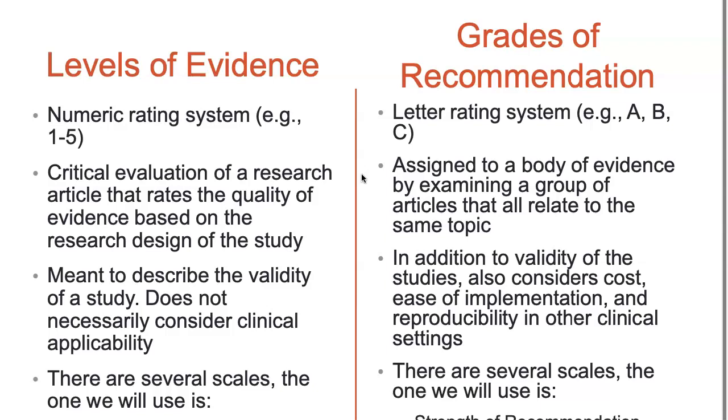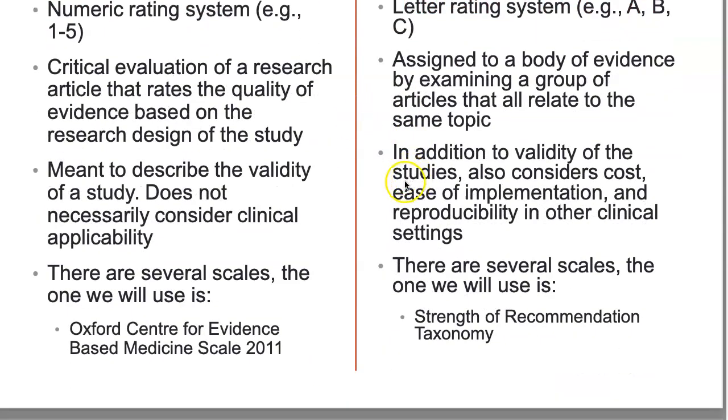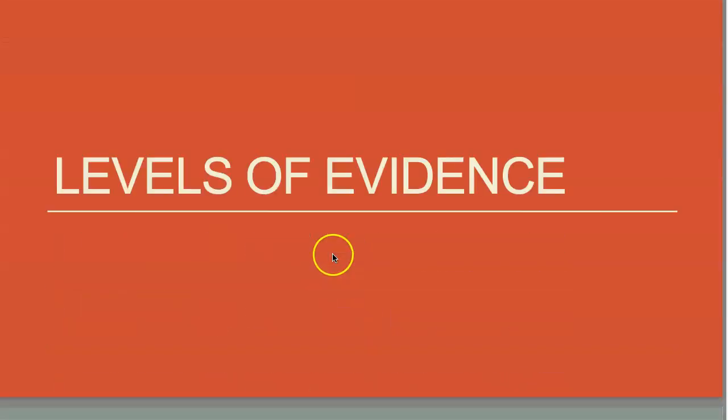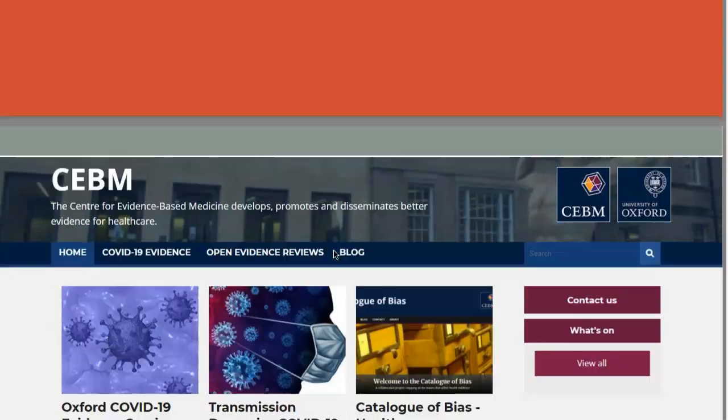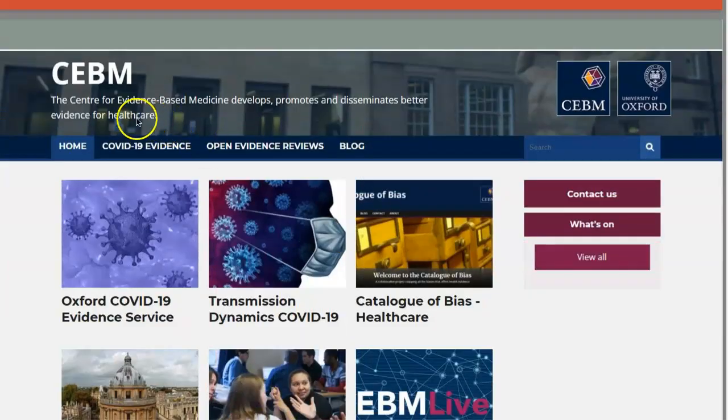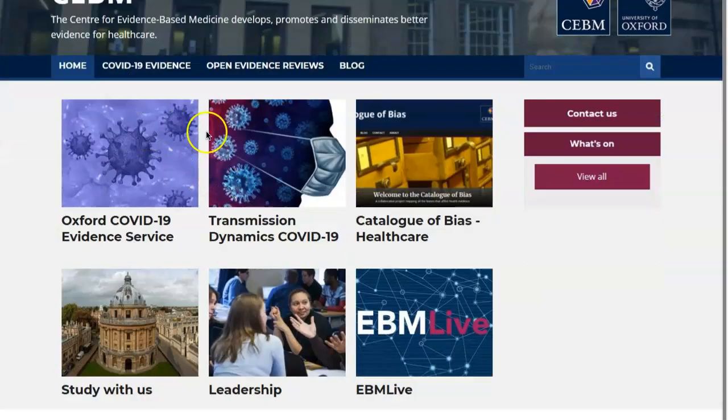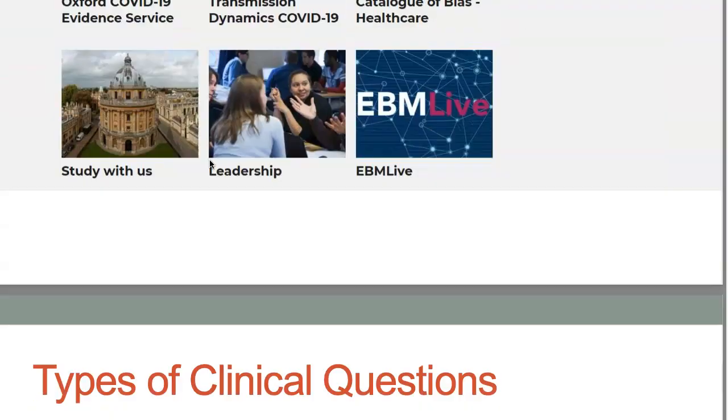In addition to validity of the studies, it also considers the cost, the ease of implementation, and the reproducibility in other clinical settings. Again, there are several scales, and we're going to use the strength of recommendation taxonomy. Right now we're just going to talk about levels of evidence, and in the next presentation I'll talk about the strength of recommendation. The Center for Evidence-Based Medicine in Oxford developed the scale that we're going to use.